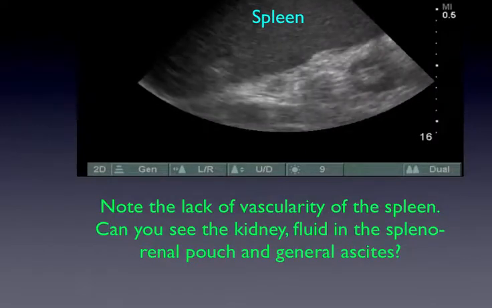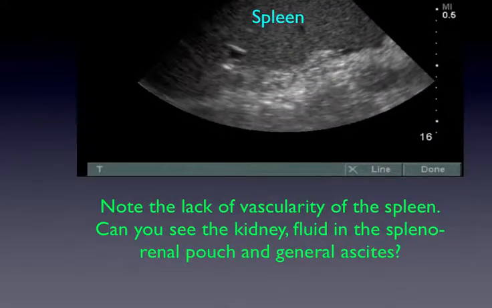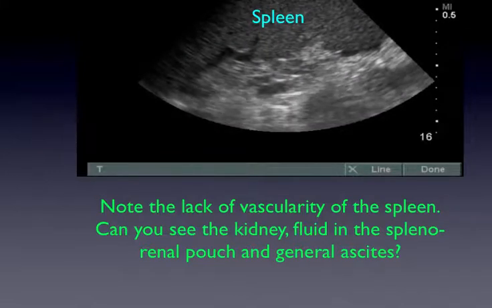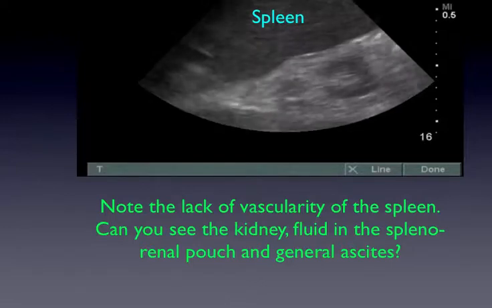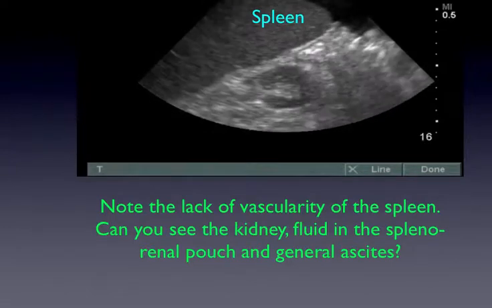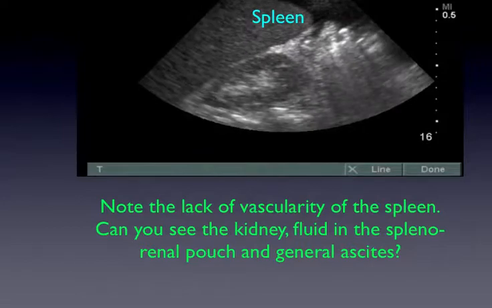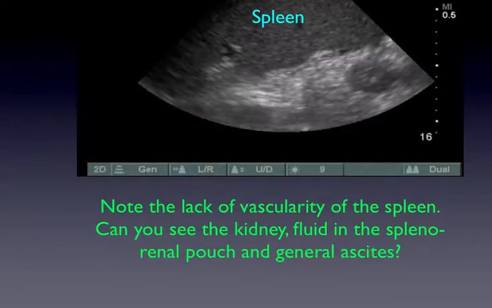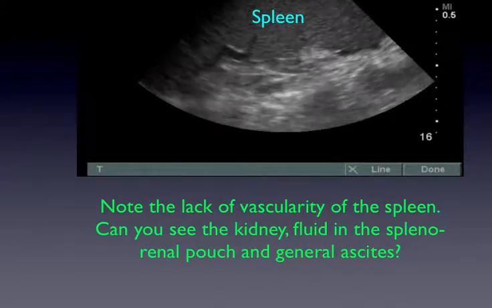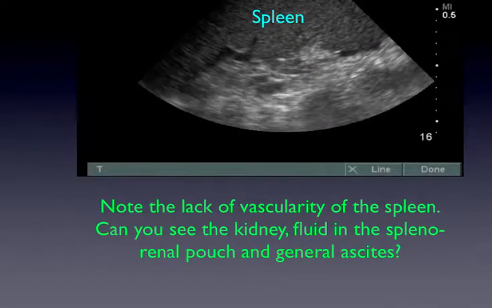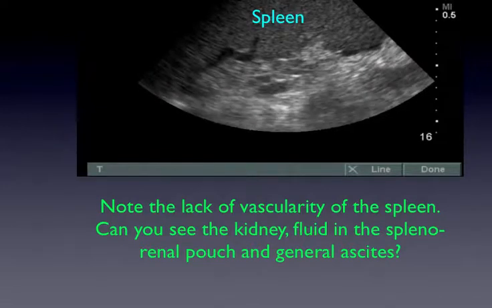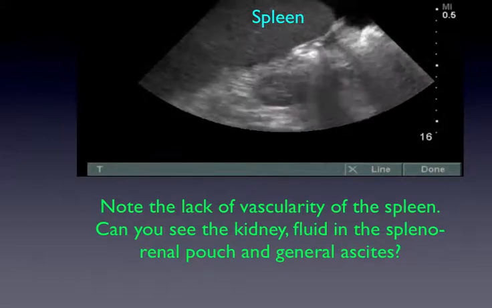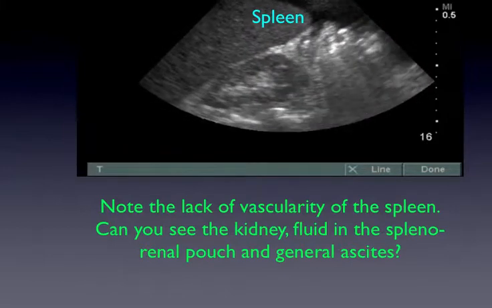Now here's a clip of the spleen, which is rather large, and you'll see typing appear on the left side of the screen saying big spleen. And you note the lack of vascularity in the spleen. And on the slide you can see also the question, can you see the kidney, fluid in the splenorenal pouch, and the general ascites? So the kidney is at the inferior margin of the screen. It'll appear shortly. You can see the hyperechoic space between the spleen and the kidney, and there's the ascites on the right of the image.